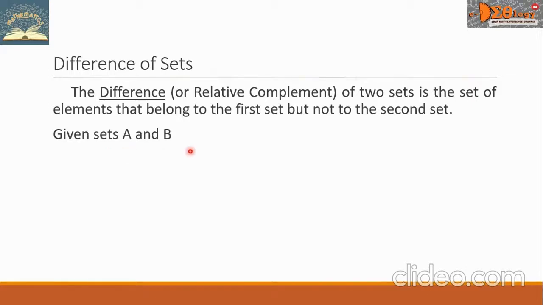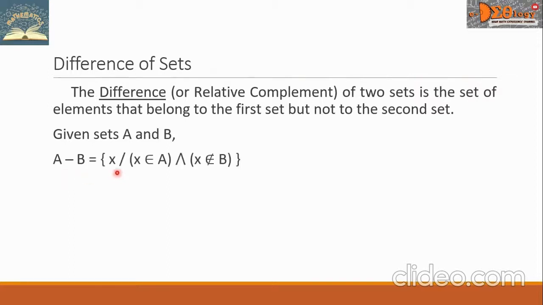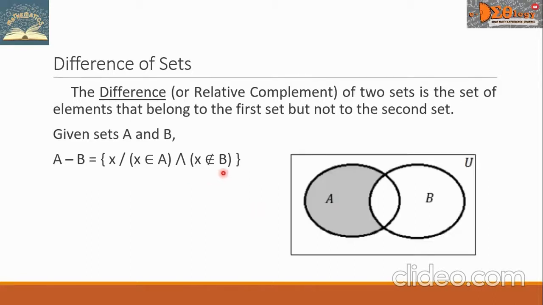Given sets A and B, the difference of two sets is A minus B, and the elements are the variable x, such that x is an element of set A and x is not an element of set B. To illustrate, we have the figures here. The sets A and B are described respectively, and the A minus B is the shaded part here.